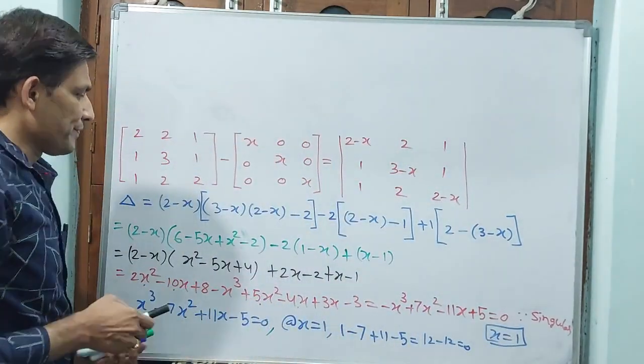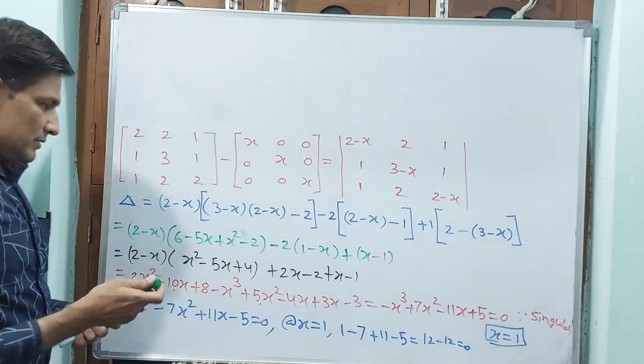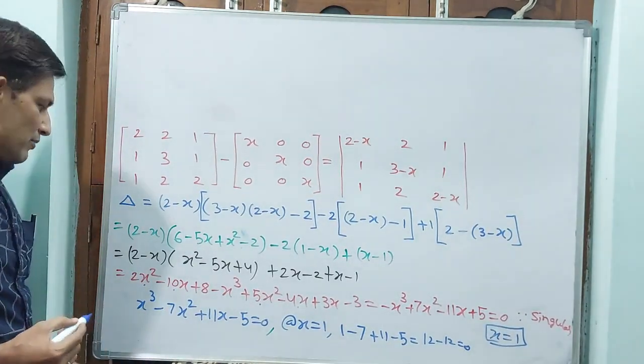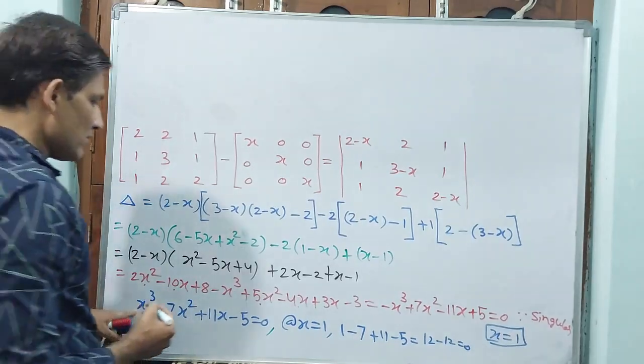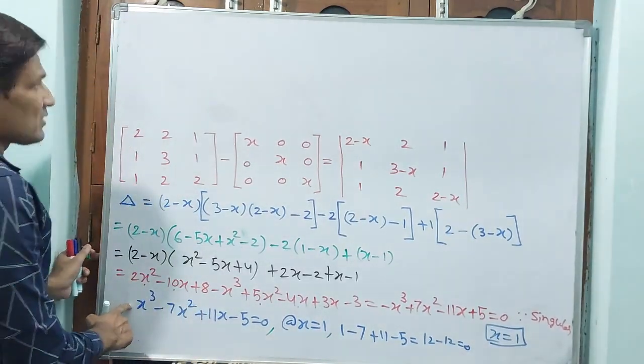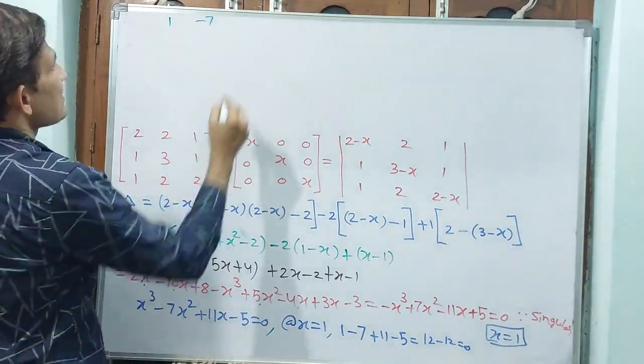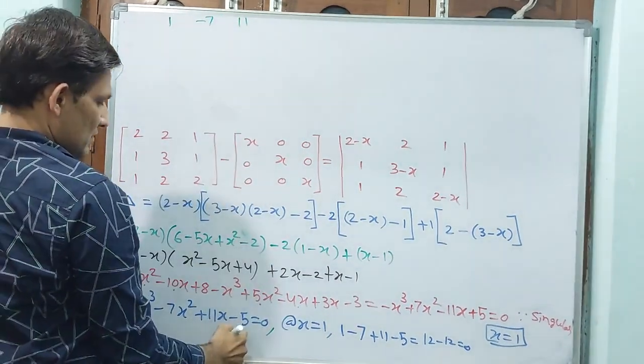Okay, now go for remaining roots. Try for remaining roots. But synthetic method you have to do. See, synthetic method how I am doing. Coefficients I am writing. You see, here coefficient is 1. 1, minus 7, plus 11, minus 5.